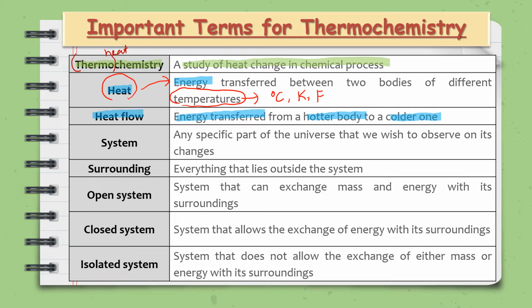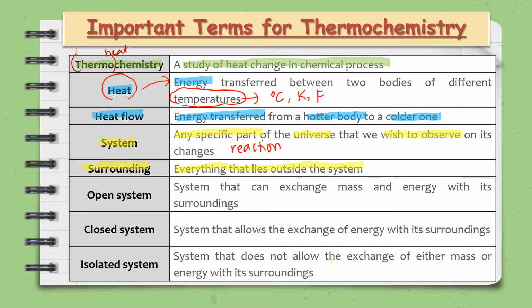The next thing, when we talk about thermochemistry, we need to understand these two terms: system and surrounding. What is system? It's any specific part of the universe that we wish to observe on its changes. To make it simpler, what is our system actually? It's our reaction. And everything besides the reaction, we call it the surrounding. So everything that lies outside the system.